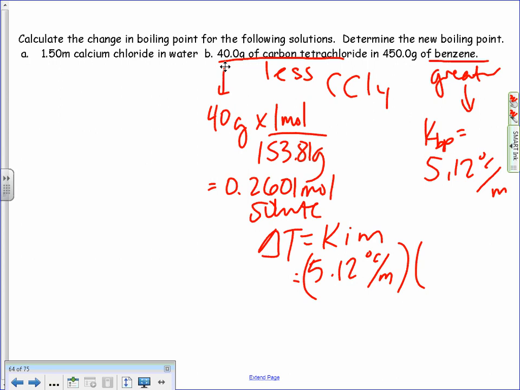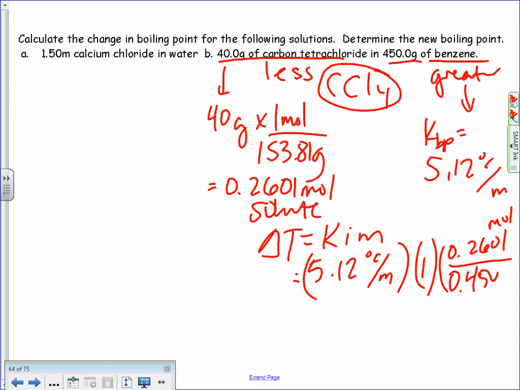Do you see metals or non-metals here? All non-metals. So it's chlorine and carbon, both on the upper right, so that's a covalent structure. So I have 1, right? And so then our molality is just going to be our math right here. So 0.2601 moles divided by this in kilograms, so 0.450 kilograms. And then plug that in. That's going to be our delta T.